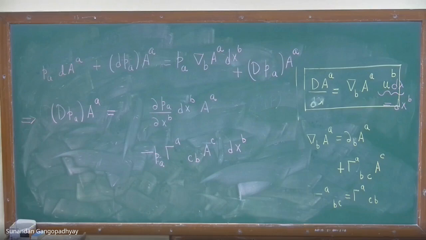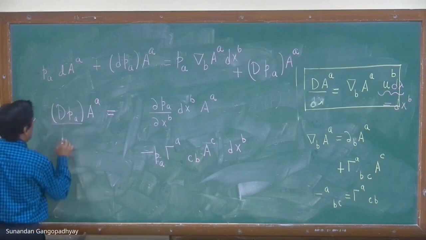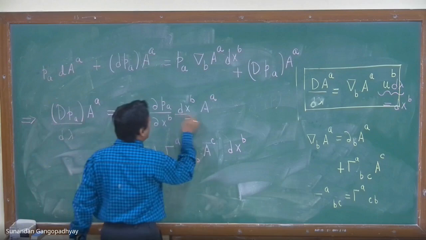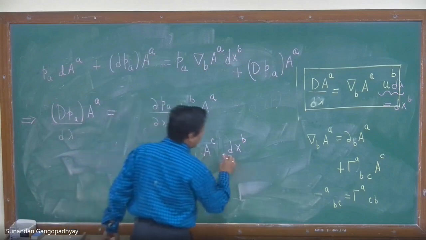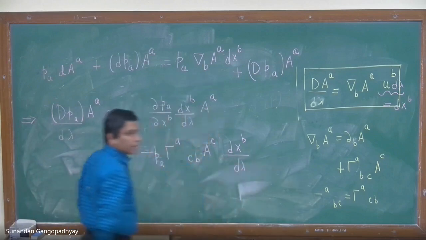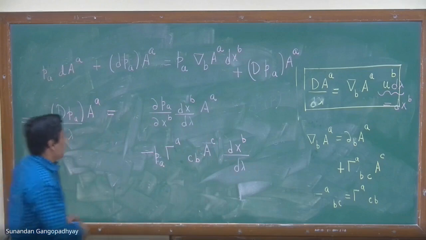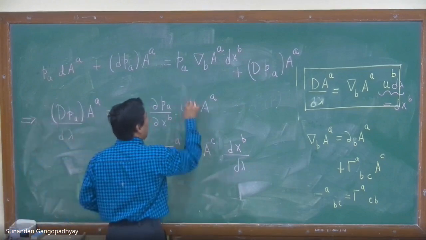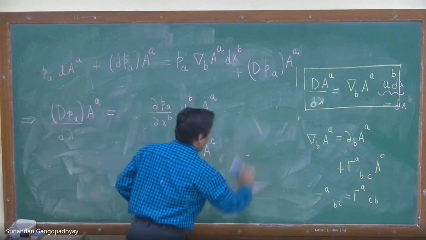So now what I shall do is I shall divide by d lambda. So if you divide by d lambda throughout, but DNC d lambda is nothing but UB. This is also in.